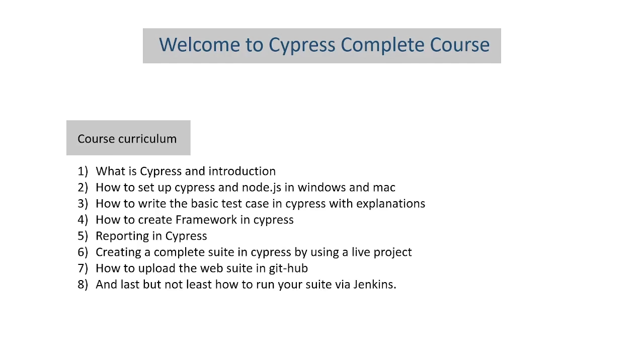So in this, we are going to take a live website and automate more than 20 test cases in it, and we'll create a complete suite functionality by using a framework and a live project. Seven is how to upload the web suite in GitHub. So after creating the framework and live project, we're going to upload the complete code in GitHub so that we can use it later. And last but not least, how to run the suite via Jenkins.